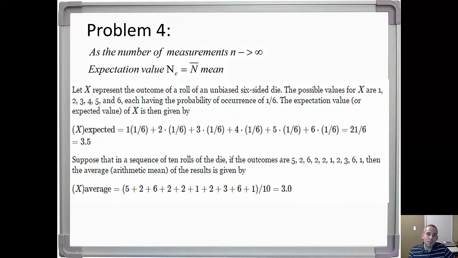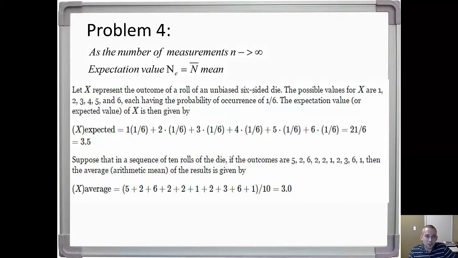As the number of measurements n goes to infinity, the expectation value is equal to the mean. Now, if you don't know what an expectation value is, or you forget, which is fine, I did put up a quick little calculation to remind you. This is an example using a die, a six-sided die.